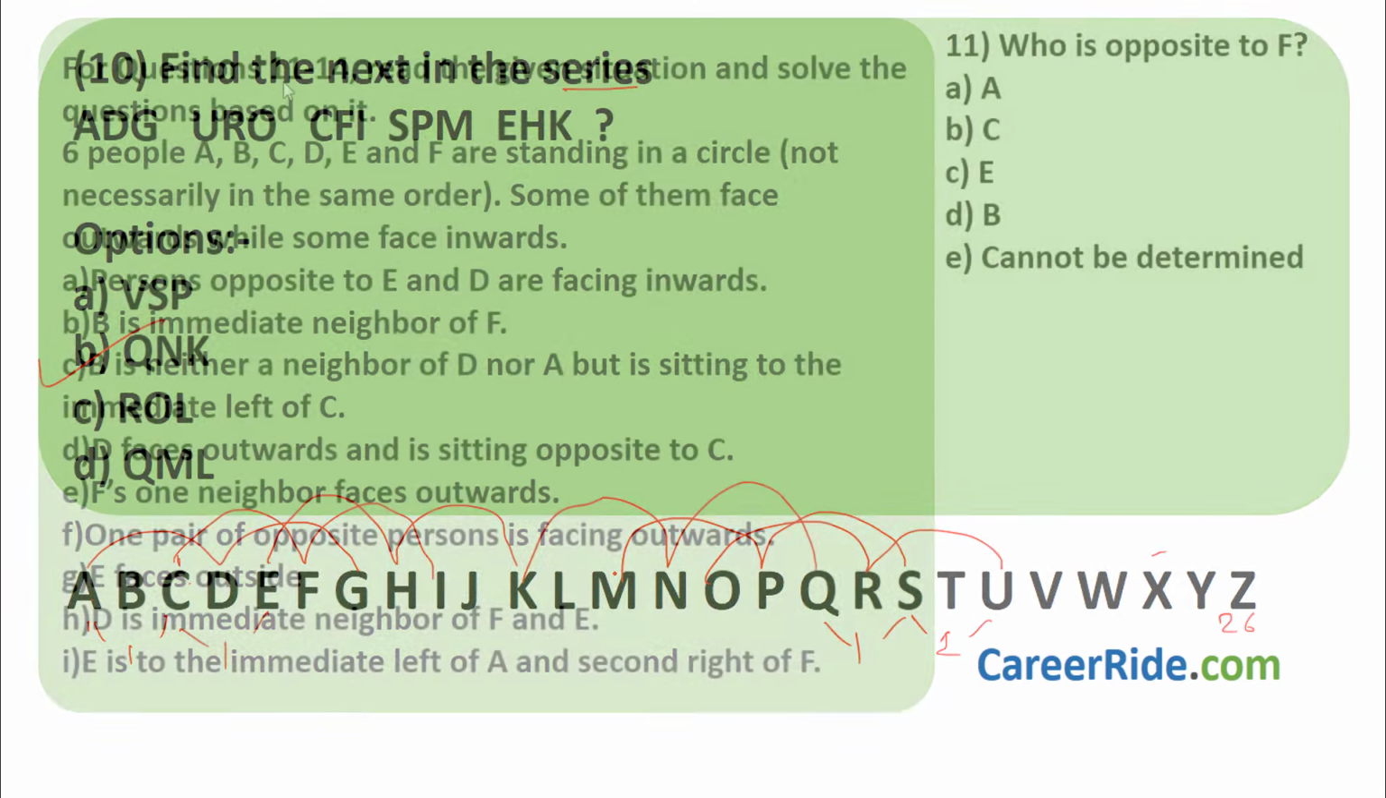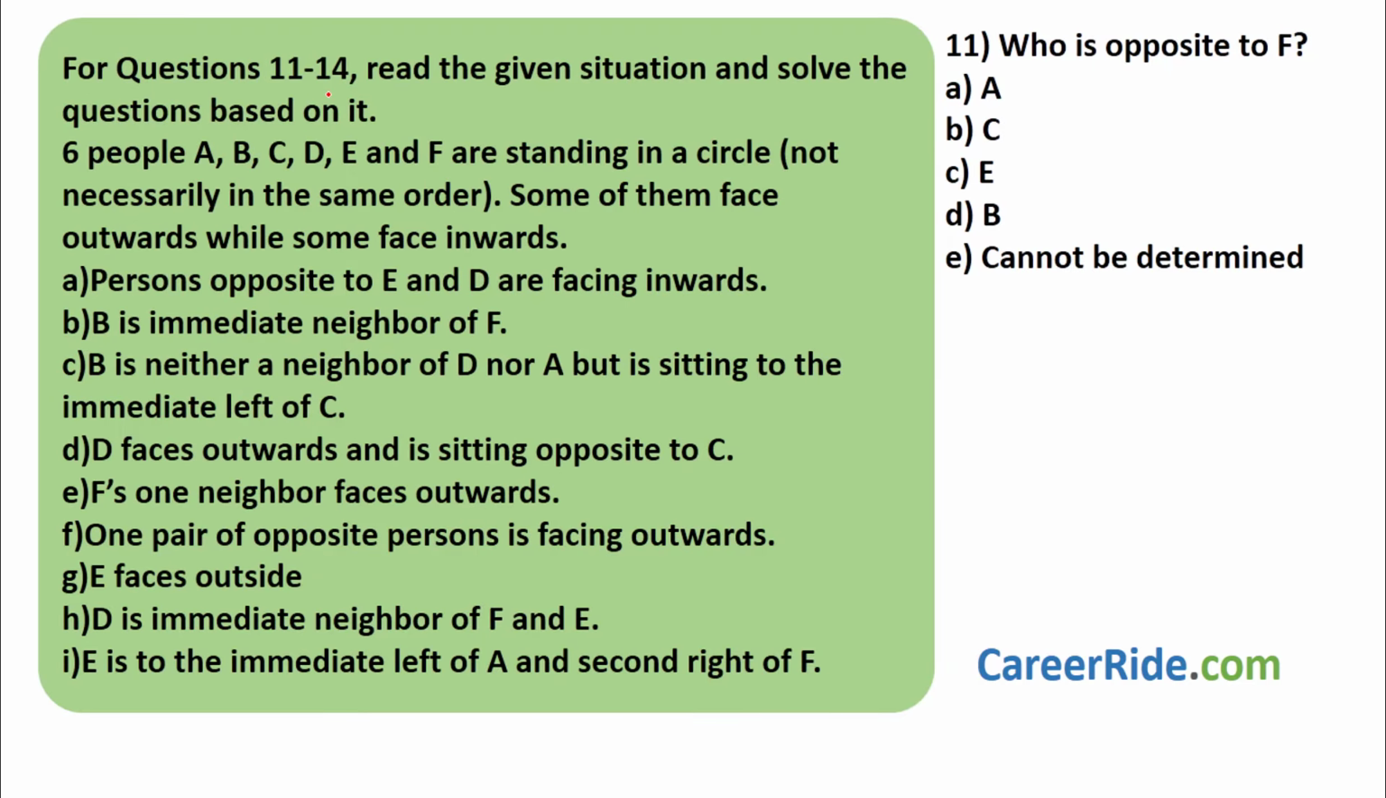Moving on. For questions 11 to 14, read the given situation and solve the questions based on it. So there are 4 questions. 4 questions means you have 4 minutes. Out of that, spend 1 to 2 minutes for drawing the diagram correctly, because the answers would be solved in hardly 5 to 10 seconds. So let's move on to solving the question and drawing the diagram.